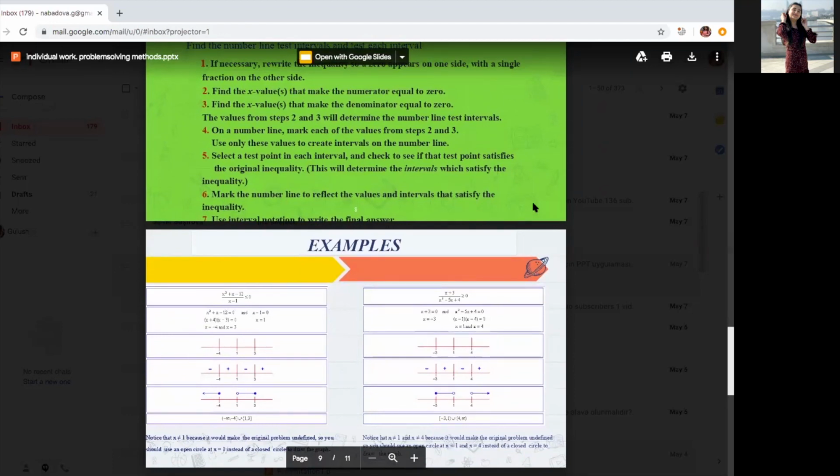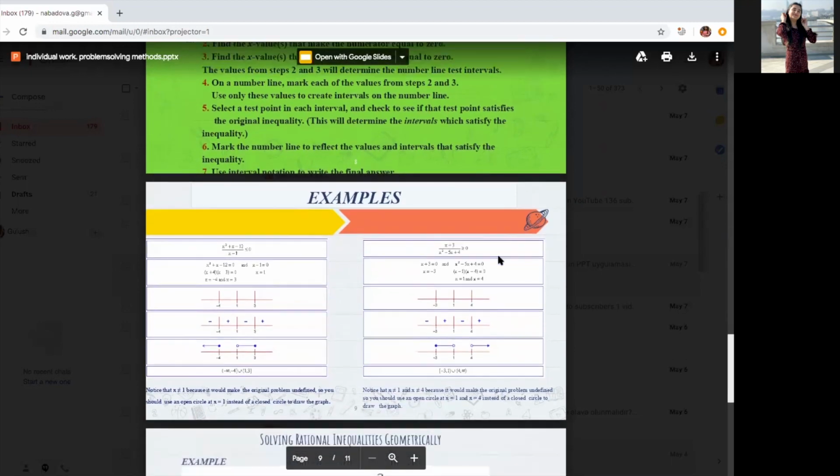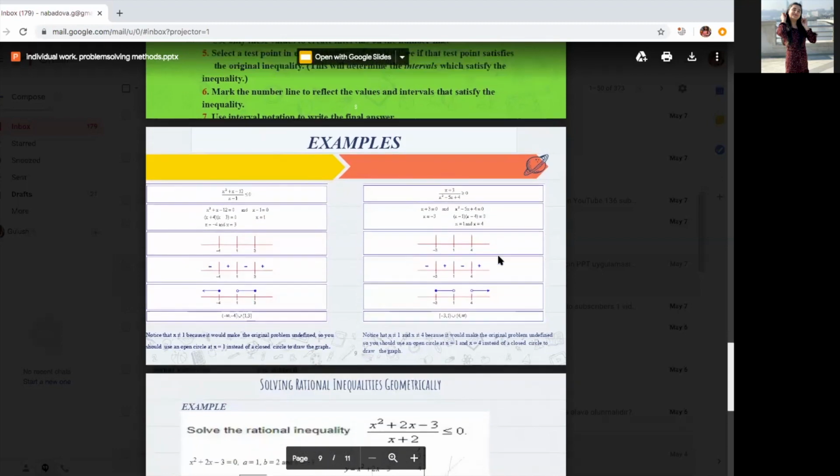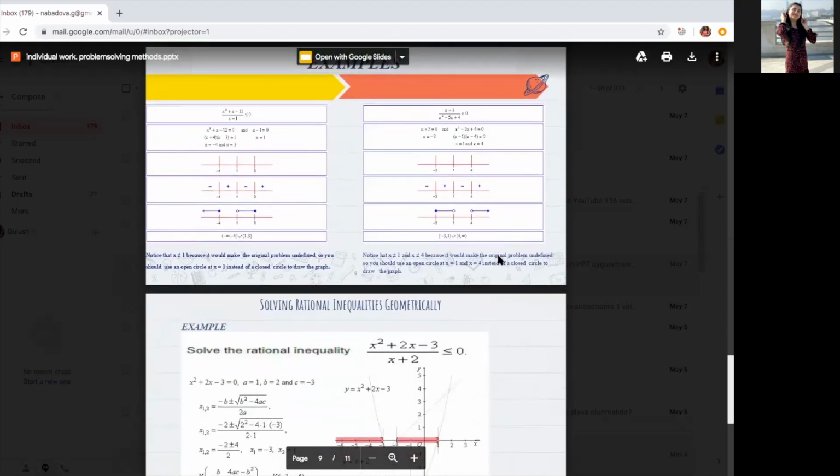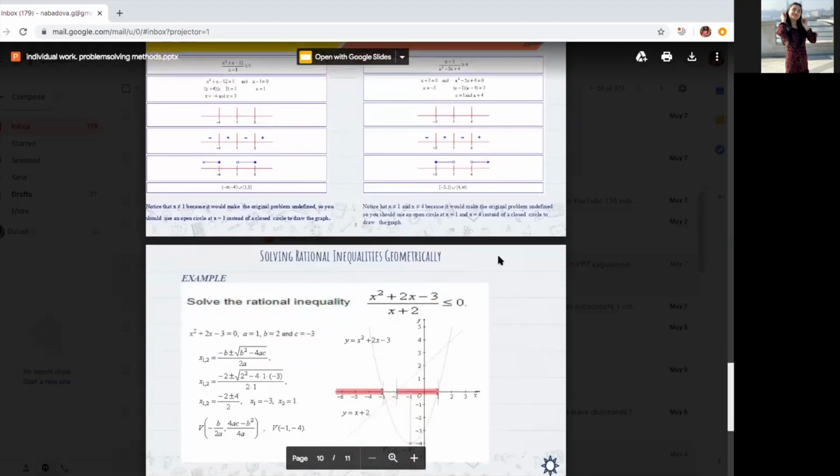Fifth, select a test point in each interval and check to see if that test point satisfies the original inequality. Sixth, mark on the number line the values and intervals that satisfy the inequality. Seventh, use interval notation to write the final answer. There are some examples in there.